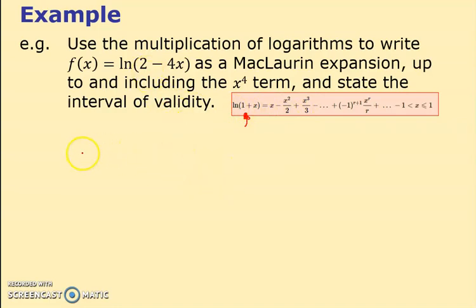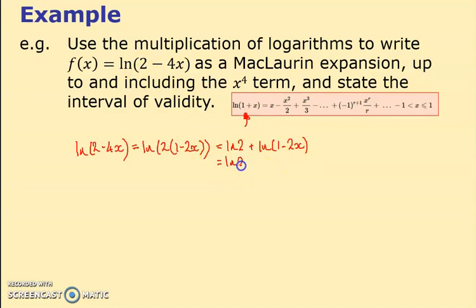So let's do a little trick then. I'm going to write the log of 2 minus 4x. And I just notice I can factorize it, and I can factorize it as 2 lots of 1 minus 2x. And using the hint that I got given, that's the same as the log of 2, well, plus the log of 1 minus 2x. And this, of course, is now into this form. So this equals the log of 2 plus, well, what's my formula say? It says, well, when it's 1 plus x, it's that. So I've just got to rewrite it.